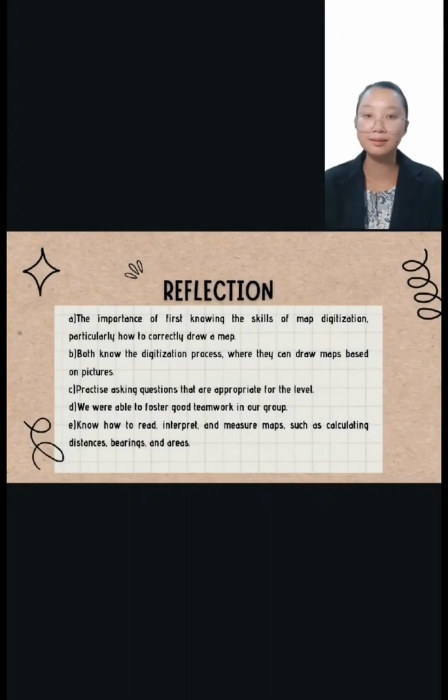The reflection and lesson we learned after completing this task is the importance of first knowing the skill of map digitization, particularly how to correctly draw a map. First, know the digitization process, where they can draw a map based on pictures. Third, practice asking questions that are appropriate for the level. Furthermore, we were able to foster good teamwork in our group. For the latter, the important thing in this assignment is to know how to read, interpret, and measure maps, such as calculating distance, bearing, and area.